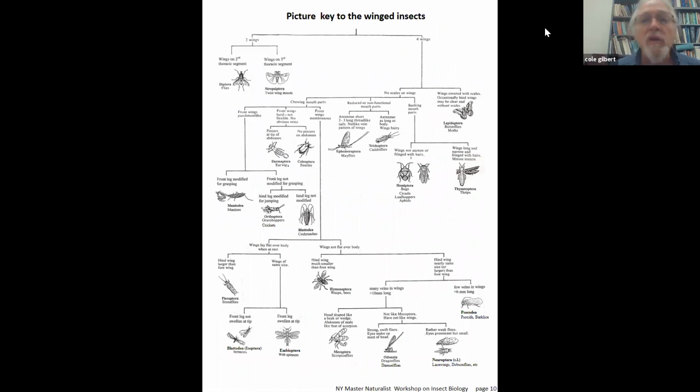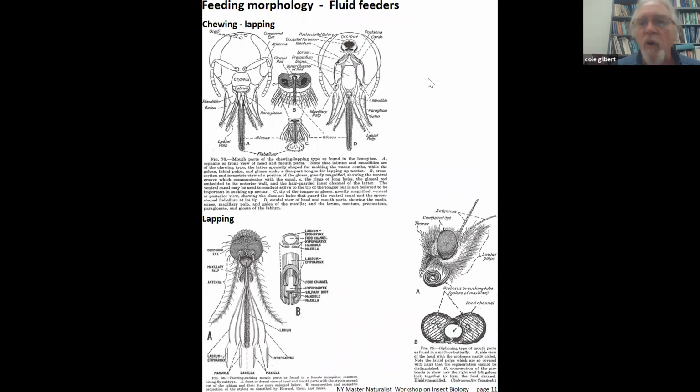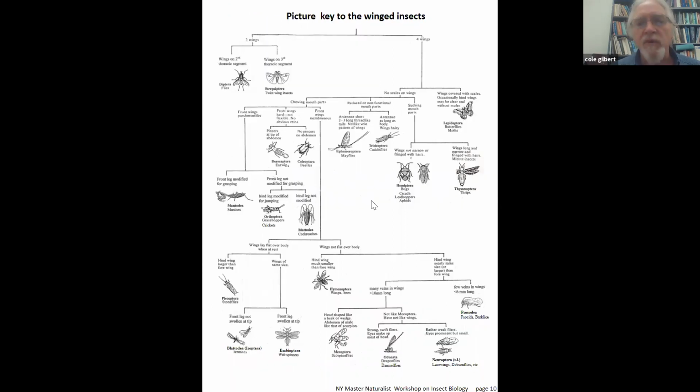So I've included a little picture key for winged insects, right? So it's only going to work for adults because that's the only stage that has wings. But you can work your way through 2 wings versus 2 pair of wings and kind of go down whether the wings have scales or they don't have scales, and at least come to the order of insects. If you never have really gotten into this before, this will be a kind of a beginner's way to grapple with this diversity, this ordinal diversity.